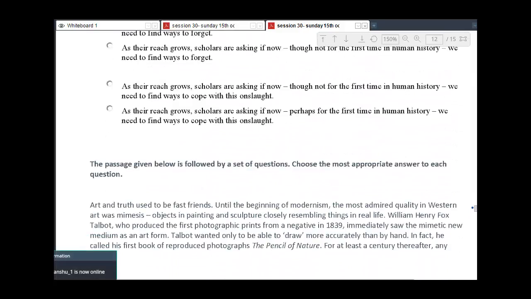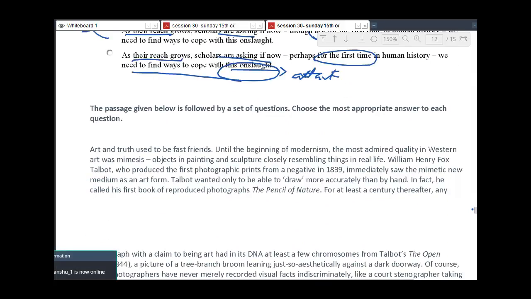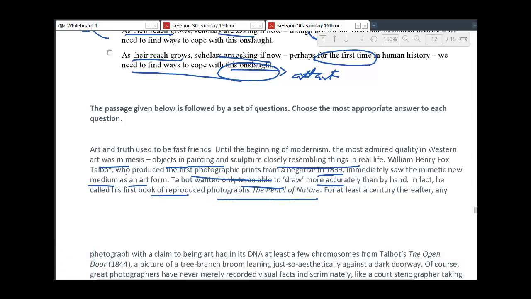So it says here, art and truth used to be fast friends. Until the beginning of modernism, the most admired quality in Western art was mimesis, objects in painting and sculpture closely resembling things in real life. William Henry Fox Talbot, who produced the first photographic prints from a negative in 1839, immediately saw the mimetic new medium as an art form. Talbot wanted only to be able to draw more accurately than by hand. In fact, he called his first book of reproduced photographs The Pencil of Nature.